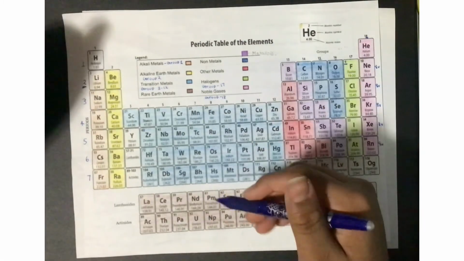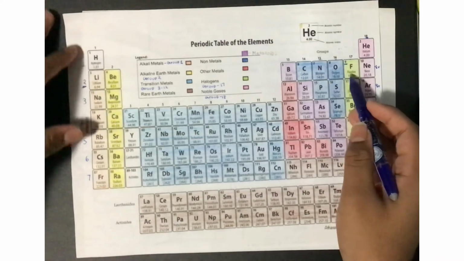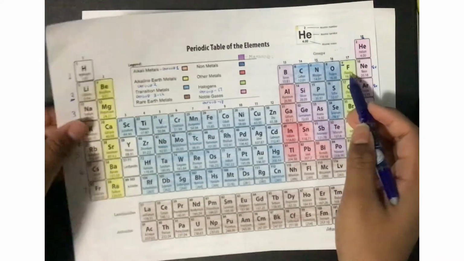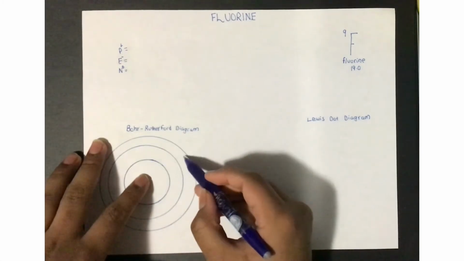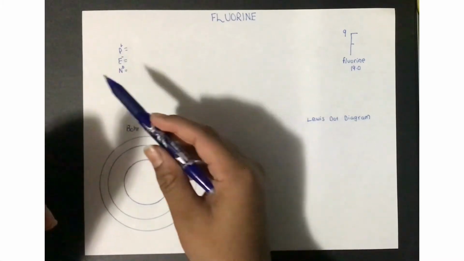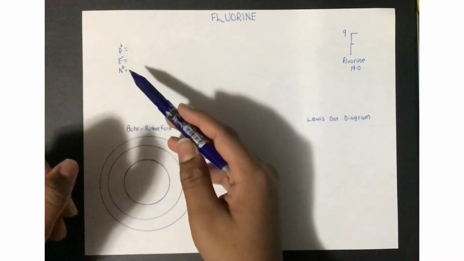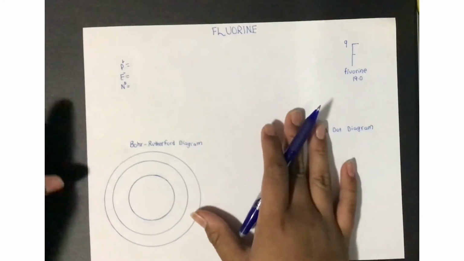The number of periods also represents the number of shells an element has. So for fluorine it is 2. Okay, so there's 2. So these are the shells. So there's 1, 2, and this is the nucleus. The shells are always orbited by the electrons, and there should be the number of protons and the number of neutrons in the center, inside the nucleus.